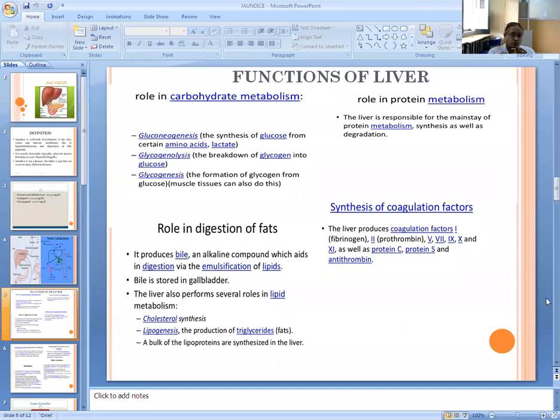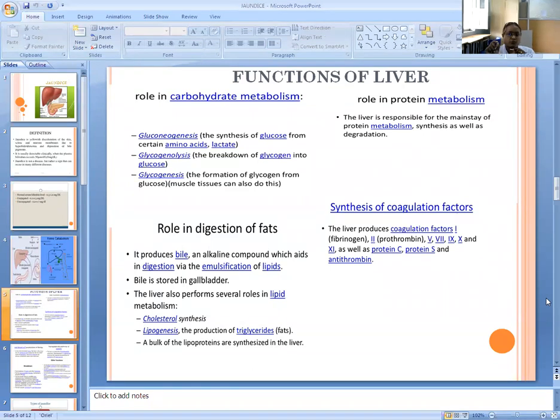Then synthesis of coagulation factors, a very important role of the liver. It synthesizes coagulation factors 1, 2, 5, 7, 9, 10, and 11, which include the vitamin K dependent clotting factors used in the extrinsic pathway, fibrinogen and prothrombin, as well as protein C, protein S, and antithrombin, which are the natural anticoagulants.